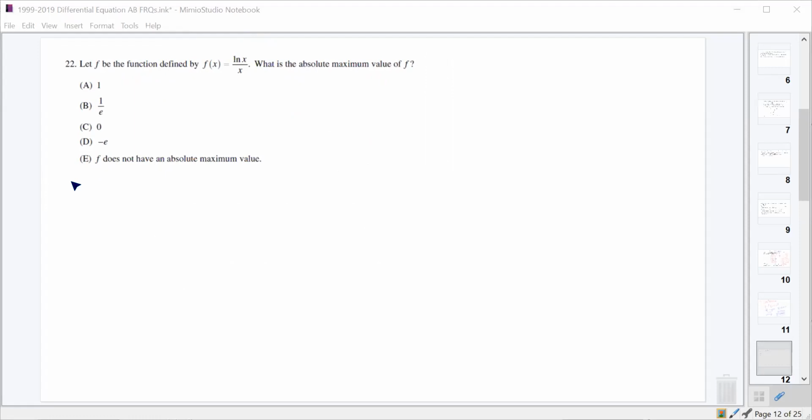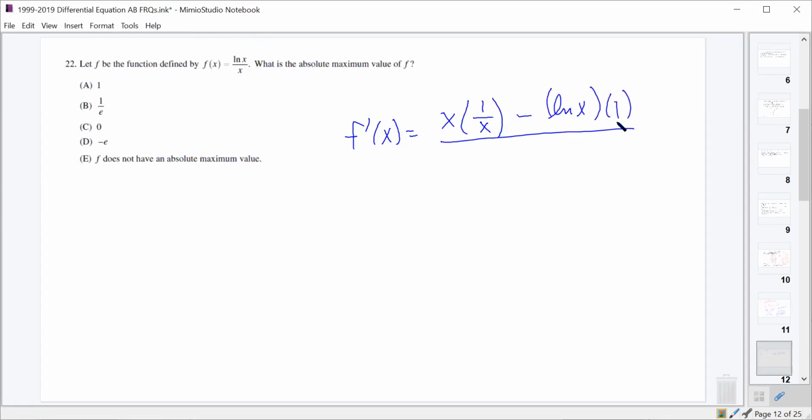Given the function f of x equals ln x over x, we want to find the absolute max of f. So in order to find a max, we need to take a derivative. So we'll look for f prime of x. And since this is natural log of x over x, we'll use the quotient rule. It should be the denominator times the derivative of the numerator minus the numerator times the derivative of the denominator all over the denominator squared. Everybody good with that as the derivative, and that simplifies to 1 minus ln x over x squared?